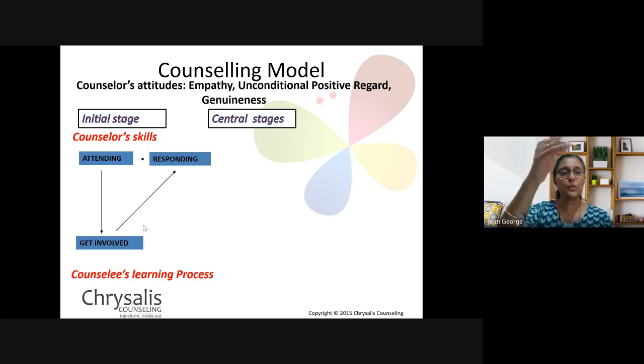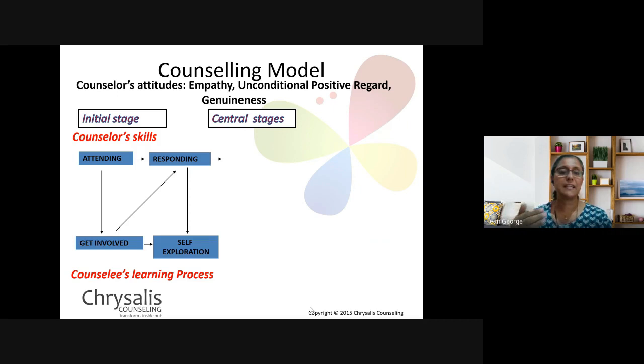So when you as a counselor attend, you see the arrow coming down, that's when the counselee gets involved in the counseling process. Once the counselee is involved, the next stage begins, which is the responding. Okay, the responding skills of the counselor, what does that do? It stimulates the self-exploratory stage in the counseling.